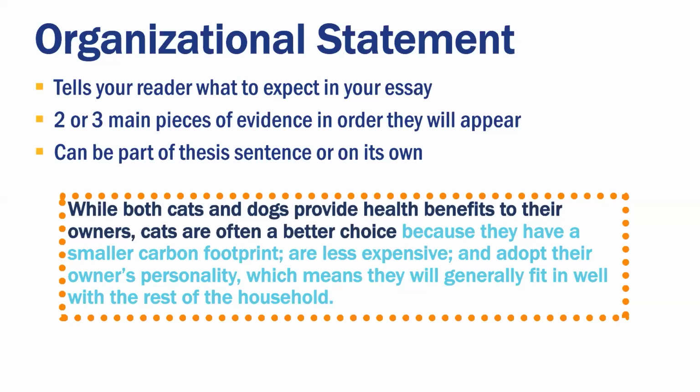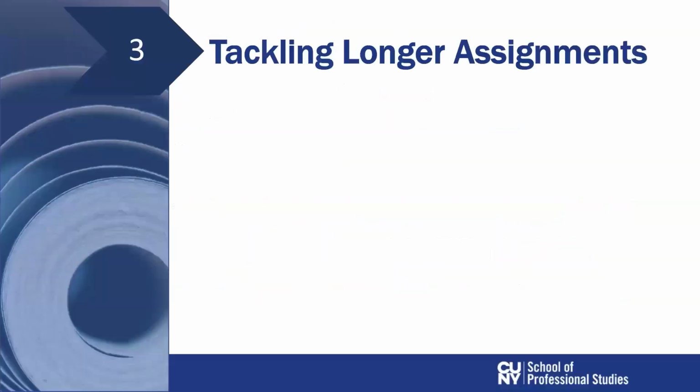Now, 2 great things about having an organizational statement. 1, my thesis is now a lot stronger, right? But 2, when I'm thinking about the order and organization of my paper, all I have to do is come back to this. And I know that the first point I need to prove is that cats have a smaller carbon footprint than dogs. The second I need to prove is that cats are less expensive than dogs. And the third I need to prove is that because cats adopt their owner's personality, they generally fit in better with the rest of the household. Imagine if you start with this, how much easier it is to write an outline, or how much easier it is to then write a first draft, right? So I am a huge proponent of these.